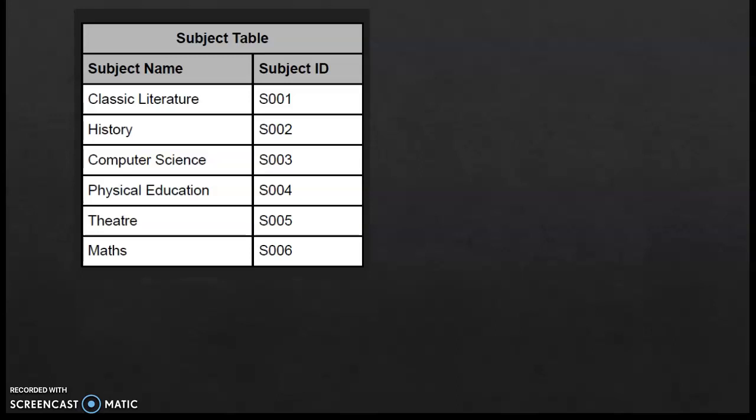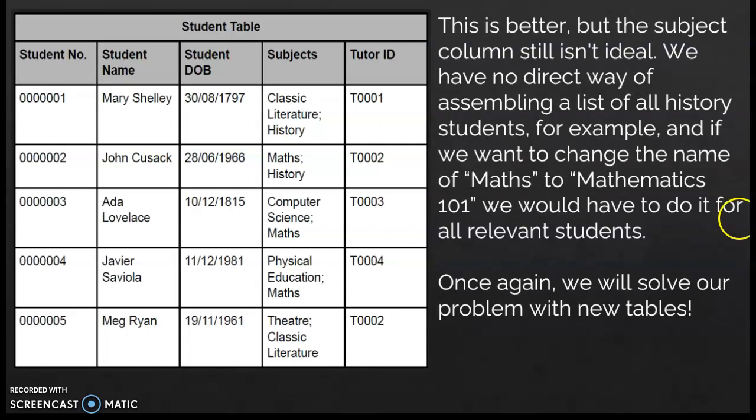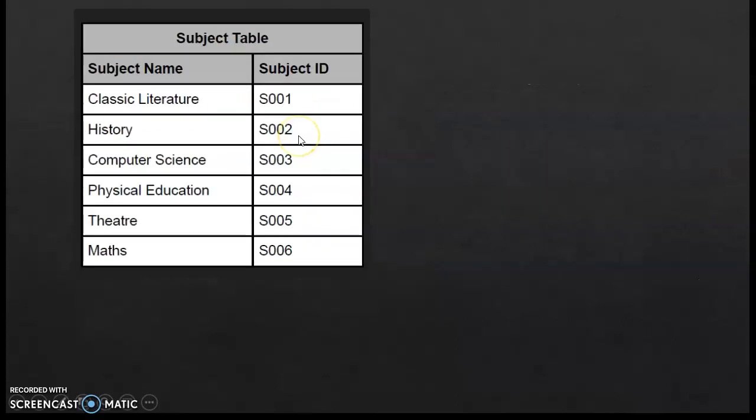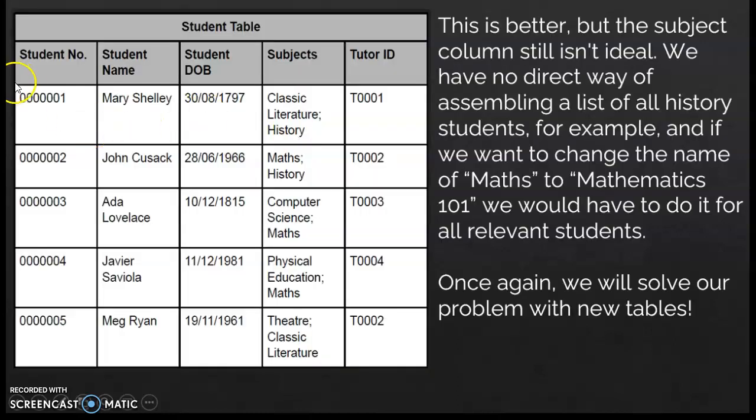Now, we still have a problem. If I go back there to this table. Right, so let's say I want this person, Mary Shelley, who does literature and history. How do I put in S001 and S002 in there? If I do that in this table, you'll have two 001s, won't you? Matching up. And then that won't be unique anymore.